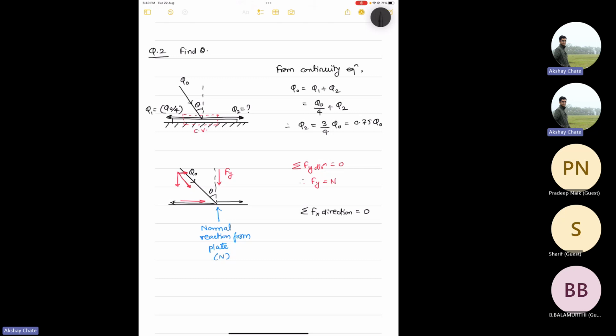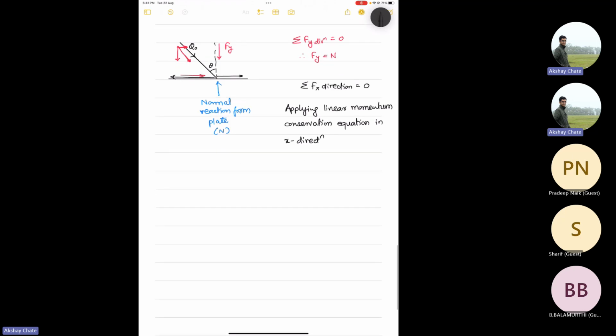But now let's apply the linear momentum conservation equation in x direction. Then your equation will become summation of forces in x direction, and it is a steady system, so the volume integral term will go, and only the cross sectional area term will remain.